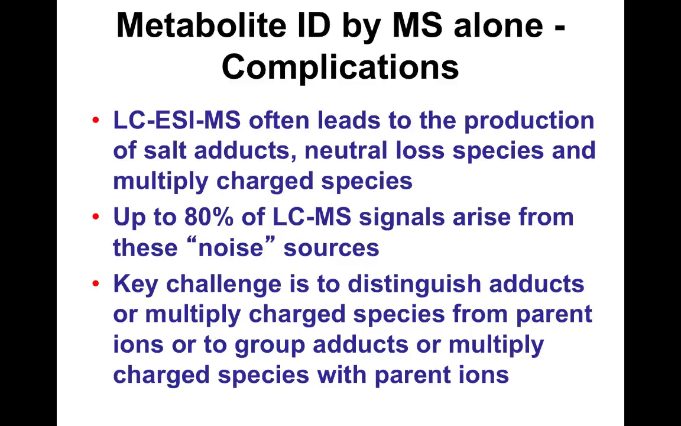When we're doing metabolite compound identification by mass spec only, we'll see things like salt adducts, neutral loss species, and multiply charged species. These are extra peaks that show up in the mass spectrum, and they are a lot of what we see. In some cases, we mistakenly think they are real features. Technically, they are noise. We often have to do a lot of work to distinguish those adducts and multiply charged species from the parent ions or to merge them into single peaks.